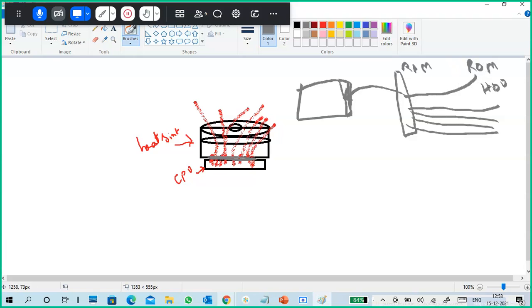Okay, RAM will load the data to RAM, RAM to CPU, CPU to RAM, and RAM to outside. It means RAM never stores data. So I will give you one example. Last time I got this in my mind, so that is an example.